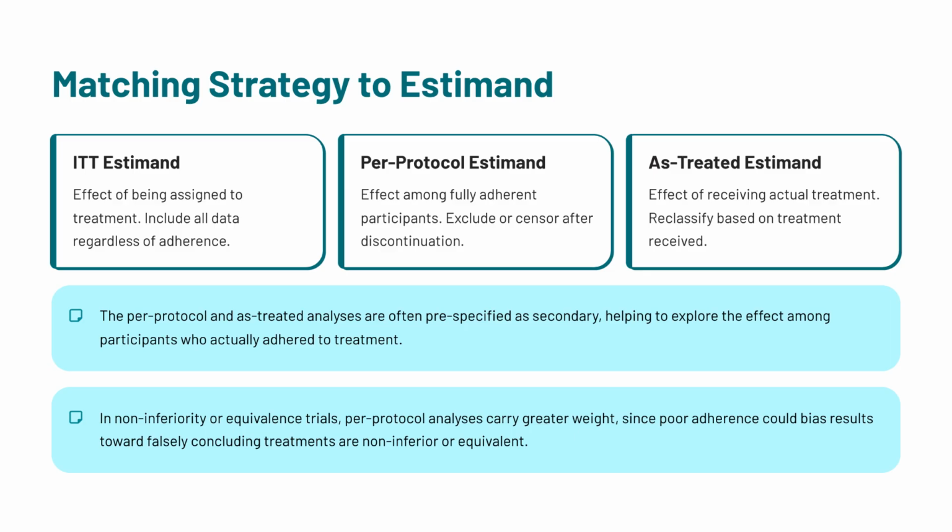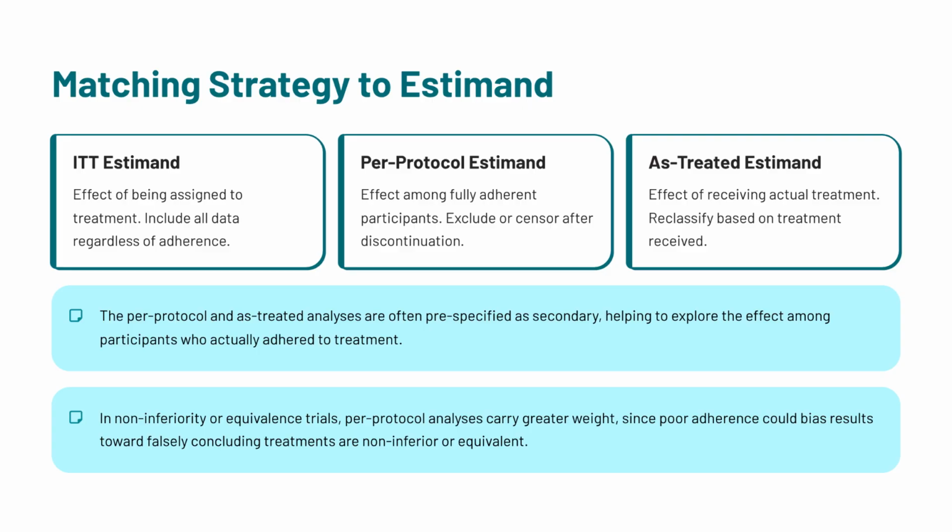Because the ITT, per protocol, and as-treated strategies each answer different questions, they correspond to different estimands. The key is to align your analytic strategy with your trial's objective so your primary estimand reflects the main question you want to answer. In pragmatic trials, the ITT estimand is usually primary because it captures the real-world effect of assigning treatment. That is, what would happen if this policy were implemented broadly.